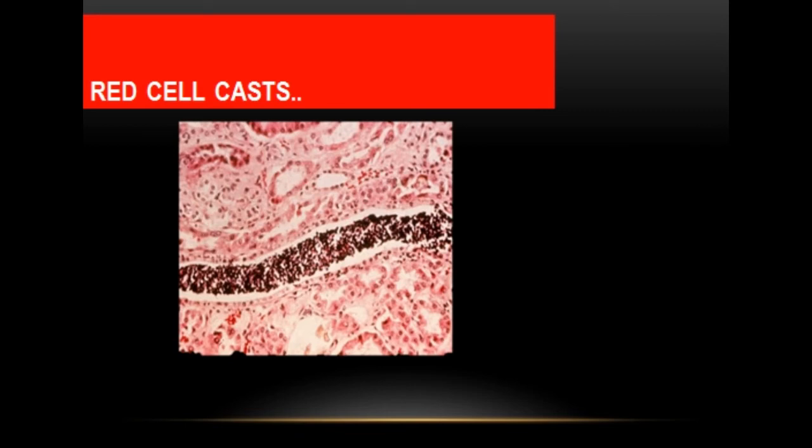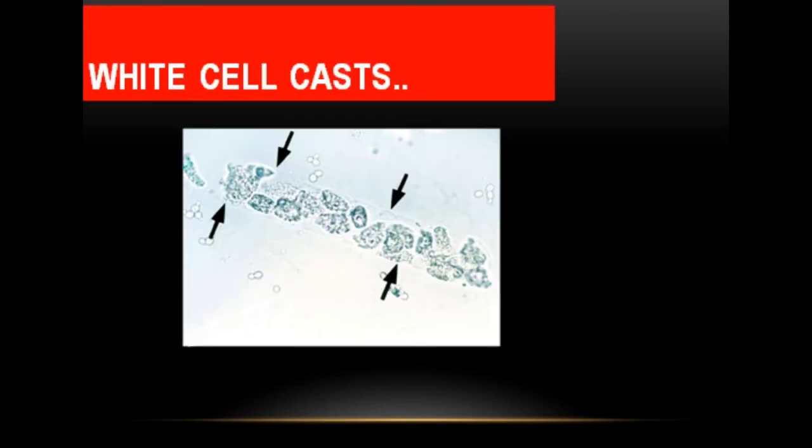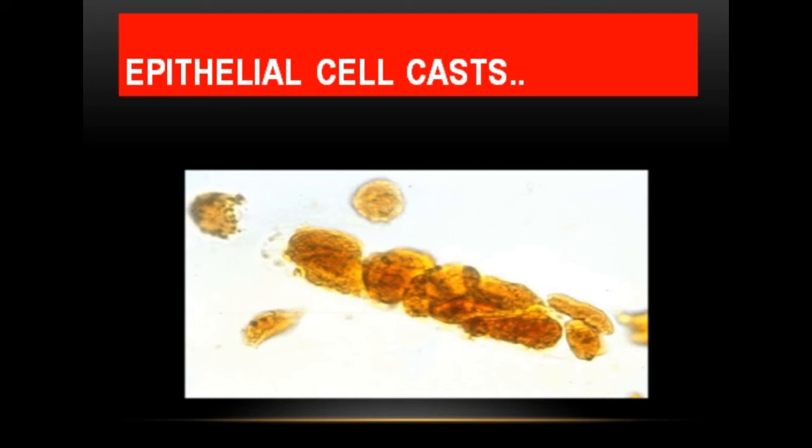Red cell cast, we have discussed, is a diagnostic criterion for acute glomerulonephritis. White cell casts are present in case of urinary tract infection, and then the epithelial cell cast is haphazardly arranged, and different types of cells are arranged in the urine, and they form an epithelial cast, and these epithelial casts further convert into a granular cast.